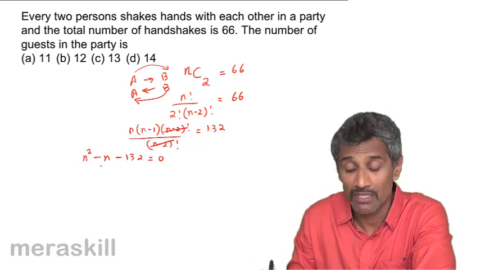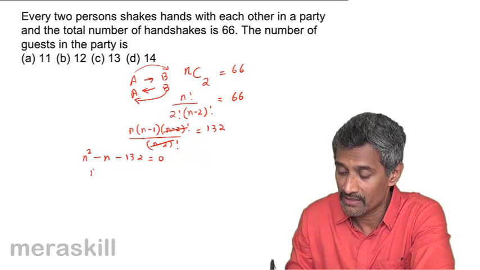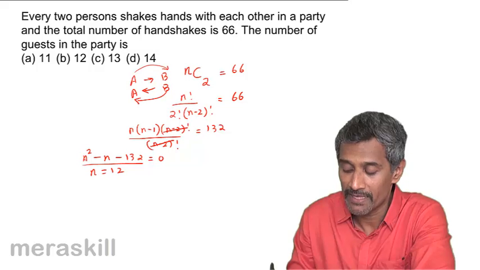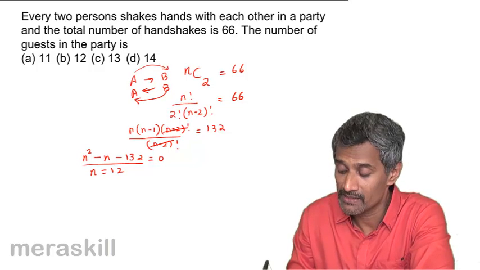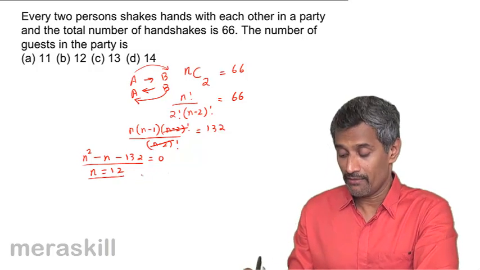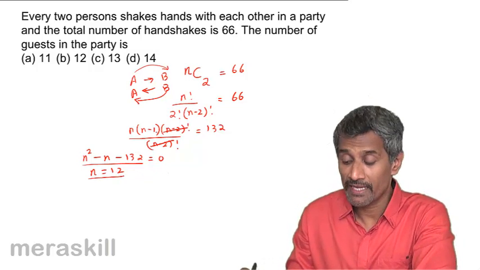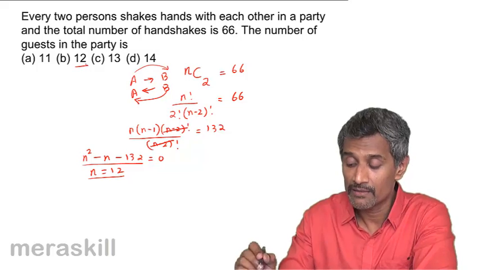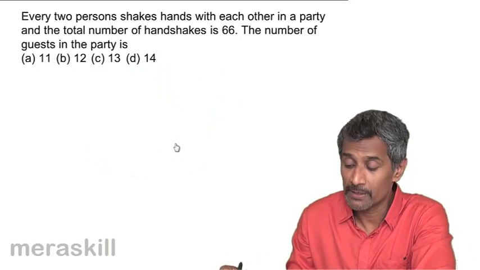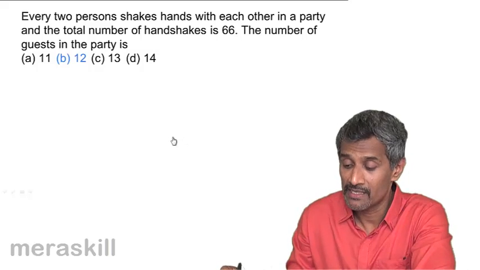So splitting the middle term, you will end up getting n as 12. If we solve this particular equation, it will be n square minus 12n plus 11n minus 132. So n will turn out to be 12. So the total number of guests obviously will be 12. So there are 12 guests in the particular party, and yes, we do have it as 12.